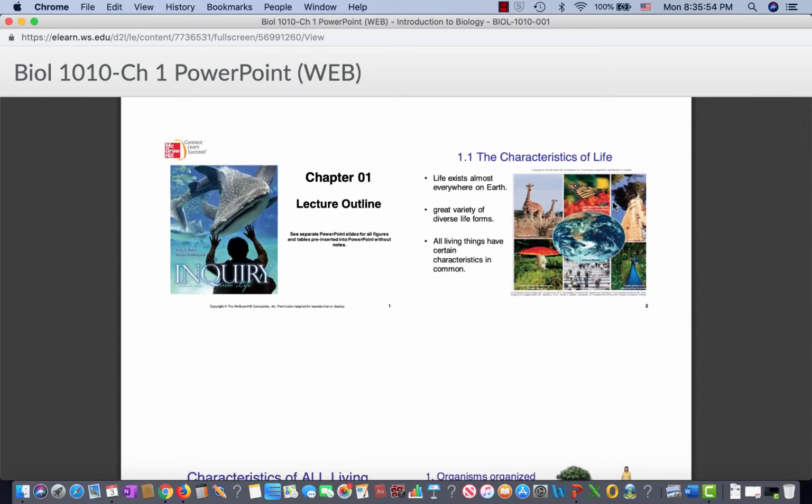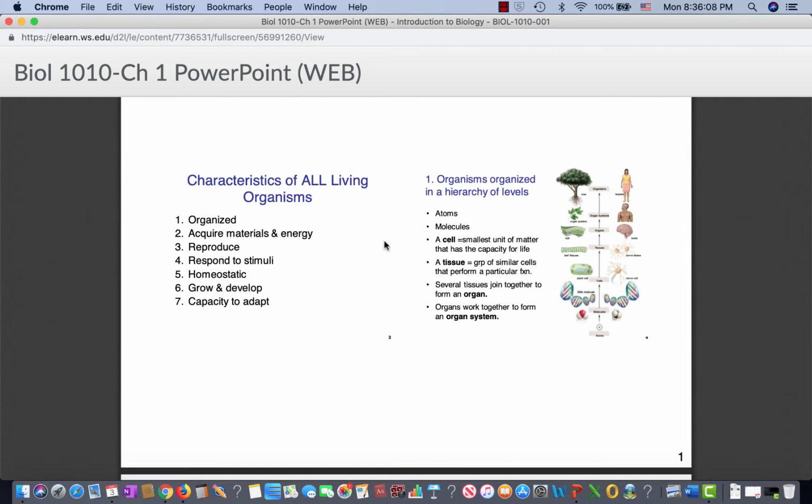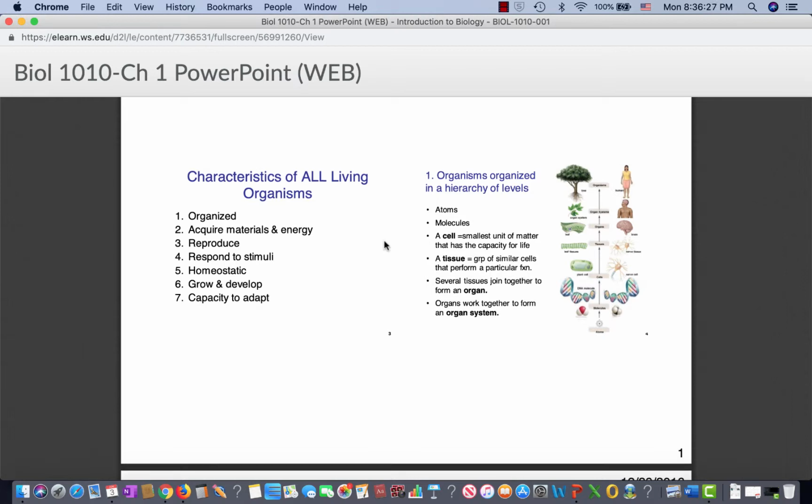So, characteristics of life. It exists almost everywhere on Earth, with great variety and diversity in forms of life, and they have certain common characteristics that make them living. So they are organized, they acquire energy and materials, they reproduce, they respond to stimuli, they maintain homeostasis, and they grow and develop and have the capacity to adapt. They're organized.